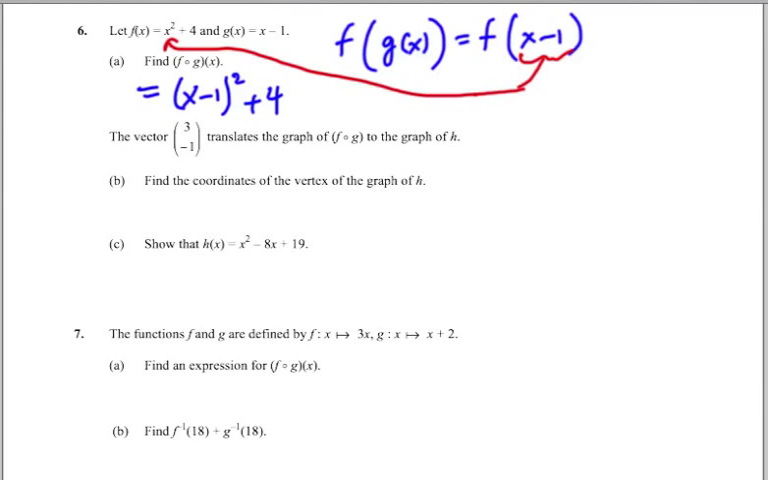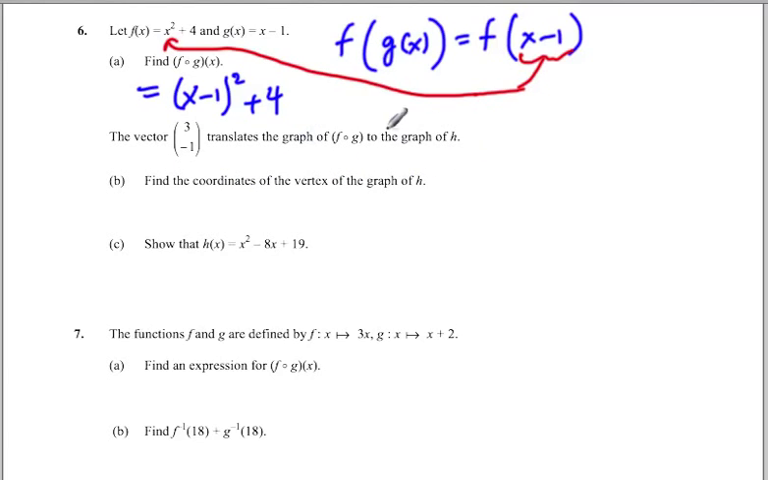Okay, all right, so now the vector (3, -1) translates the graph of f of g. In other words, this is f of g right here, this (x - 1)^2 + 4. So it translates the graph of f of g to the graph of h. It takes this and translates it to some graph h. The question now is, find the coordinates of the vertex of the graph of h.